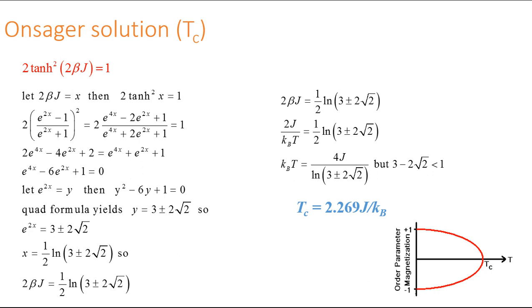This is just an overview, a quick review of Onsager's theory. From Onsager's solution, at Tc, 2 tanh(2βJ) is equal to 1, and if you take 2βJ equal to x and solve it, which is done step by step in the slide, you end up with the relation kBT is equal to 4J over the natural log of (3 plus or minus 2 times the square root of 2). If you put in the values of the natural log and so on, you end up with Tc equal to 2.269 J over kB, which is the critical temperature for this square lattice, and this phase transition is observed at Tc.